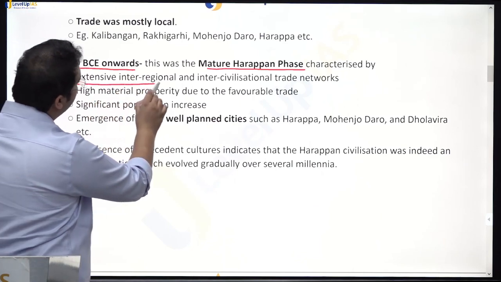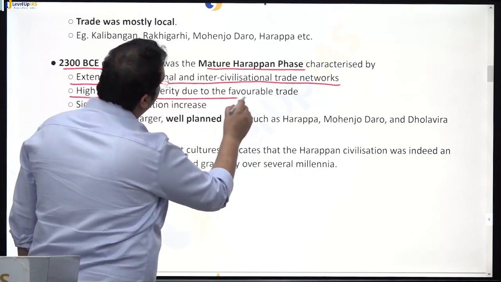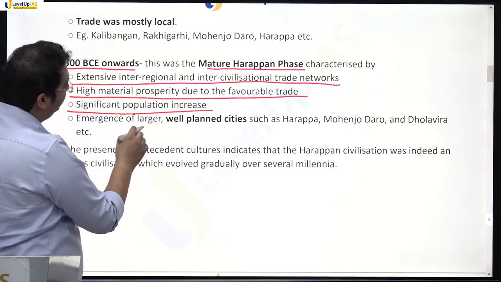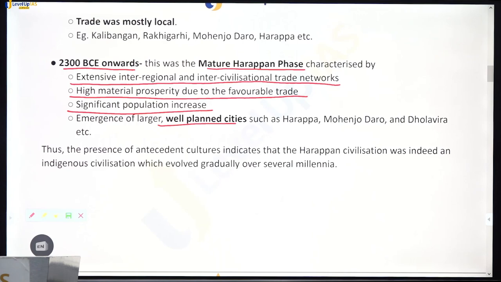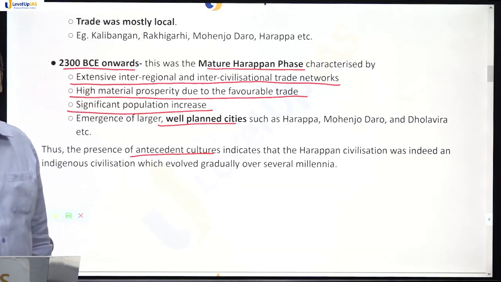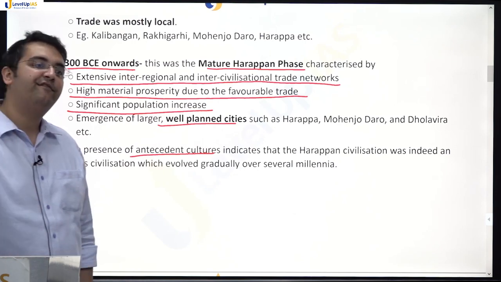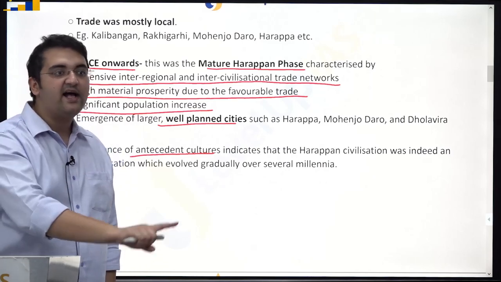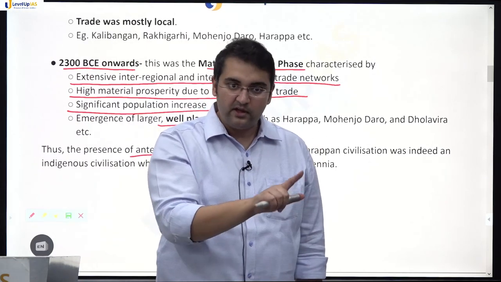So extensive inter-regional and inter-civilizational trade networks emerged, high material prosperity due to the favorable trade, significant population increase, emergence of larger well-planned cities such as Harappa, Mohenjo-daro, Dholavira, Rakhigadi, etc. Thus, the presence of antecedent cultures indicates that the Harappan civilization was indeed a gradually evolved indigenous civilization and not a foreign implanted suddenly emerged civilization. Ye clear hai? So how has the foreign origin theory or the sudden origin theory given by the colonial historians been knocked down? I hope that is clear.